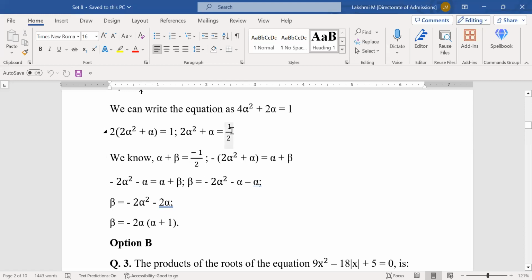So here I have just taken this here. So alpha plus beta, minus 2 alpha square plus alpha is equal to alpha plus beta. So I have substituted it. Is this clear or are you still having any doubts? Okay, completely fine, Manisha. Yes, I hope we'll move on to the next question.